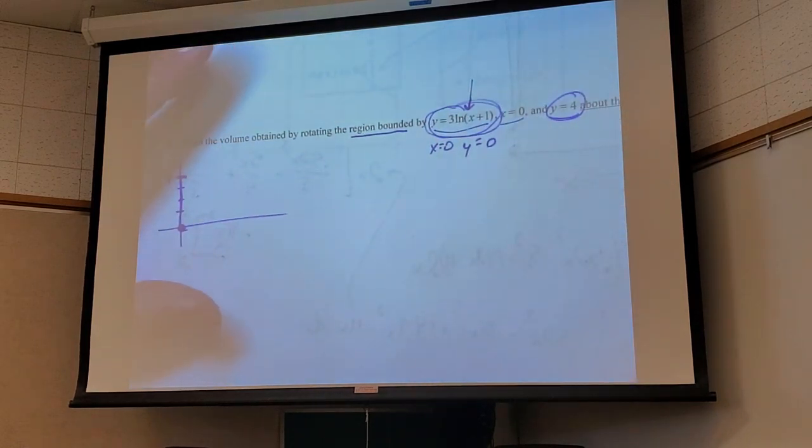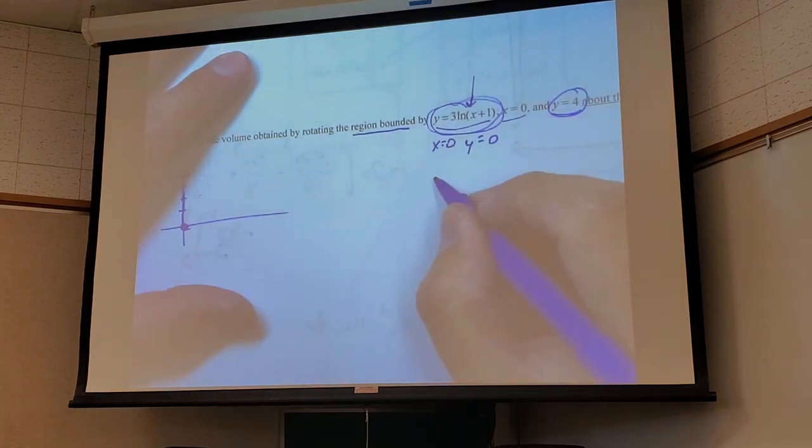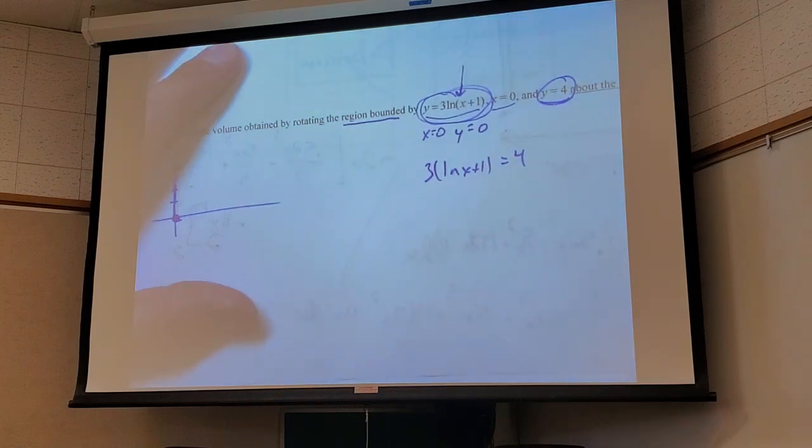That's my 2 functions, right? How do I find out where they meet? Because I want to know where it meets y equals 4. It's going to be one wall. Make them equal to each other. Do you want to do that? No, but too bad. So if I make 3 natural log of x plus 1 equal to 4, you solve that.